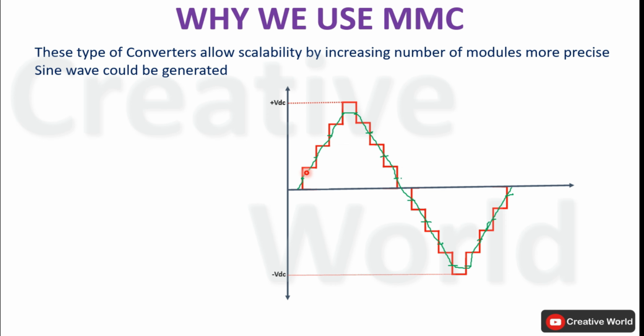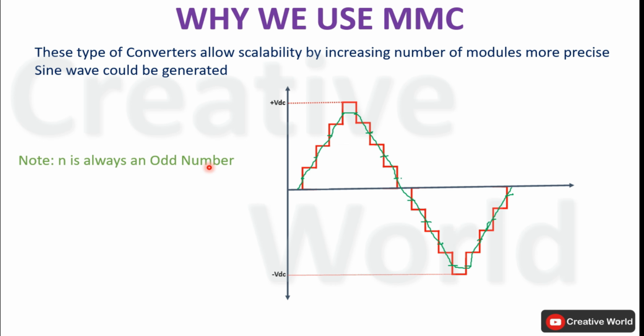Now if we decrease this step size and increase the number of levels, we will be very close to a pure sine wave. And it is very easy in the case of modular multilevel converters. It allows the user to add up to their desired level of submodules in it. And by increasing the number of submodules, we will be very close to a pure sine wave. And this is our main desired point, to get a very pure sine wave at the output of the converter.